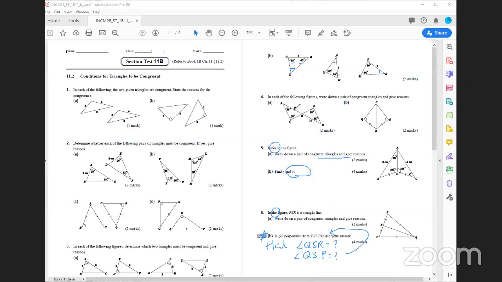And then for 4A also, I think for 4A you don't need to find the angles. And then this one, right angle, one pair of sides, and then what kind of length is it for a right angle triangle.